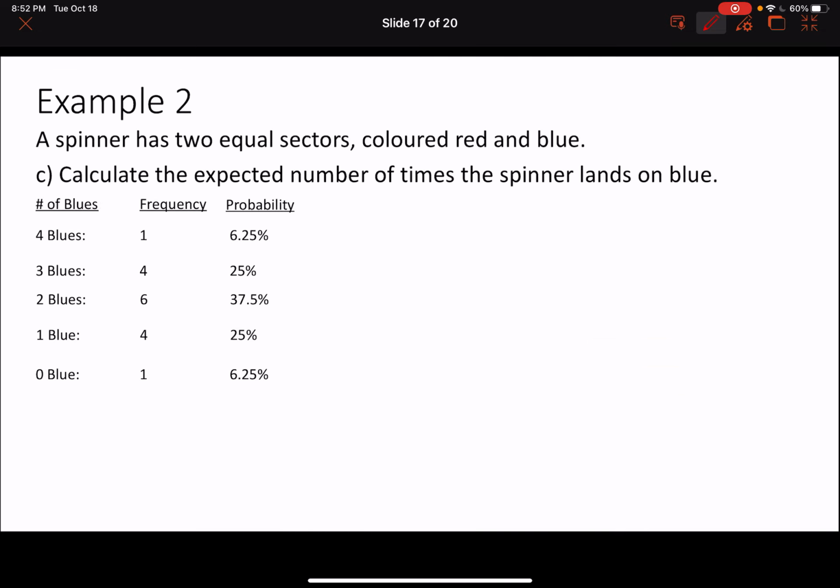Now calculate the expected number of times a spinner lands on blue. So when I spin it 4 times, how many times can I expect it to land on blue? Well, we have to calculate the expected value. So how do we do that? Well, we have a formula for it. And this just says for every outcome, add up the outcome multiplied by the probability of that outcome.